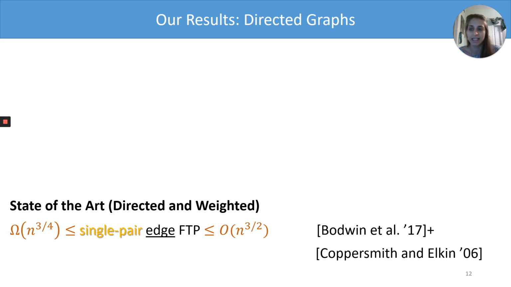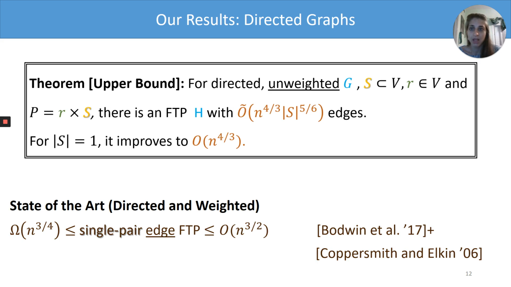As you can see, it is at least n^(3/4) and at most n^(3/2). The most interesting case that was left open by the Bodwin et al. work is the one of directed and unweighted graphs. For this case, we provide the following result. For a directed unweighted graph G, a set of sources S and a fixed root R, we define P to be R × S, meaning that we always have R and some vertex from S. This is our pair set.